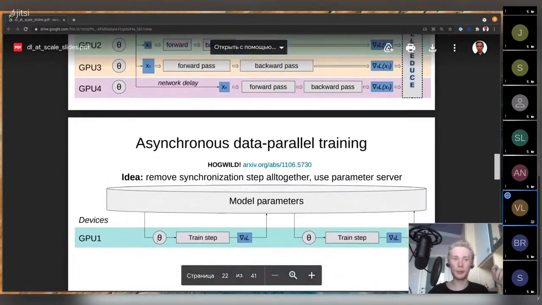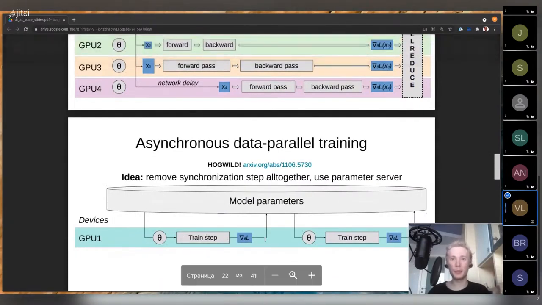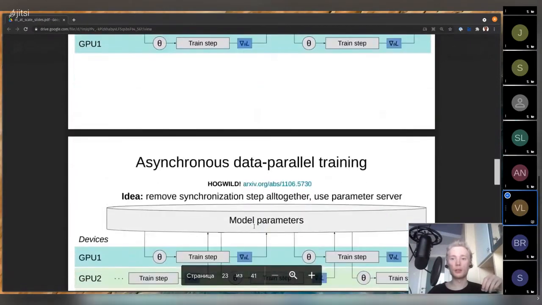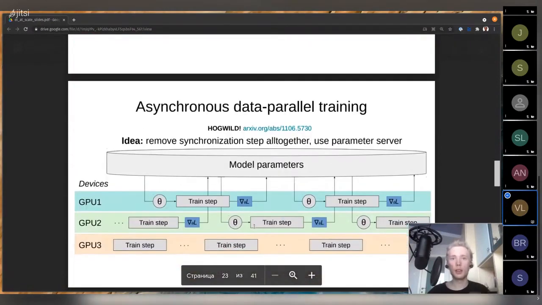Every GPU makes a forward pass, a backward pass, calculates the gradients, and then does the optimization step and subtracts them from the parameters in the central node. So they're subtracted in the central node, but everything else, all of the calculation of the gradients, happens on the workers. And so, can you see what the problem is here?